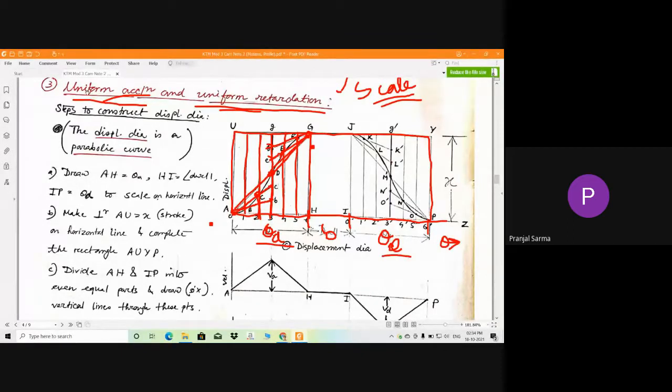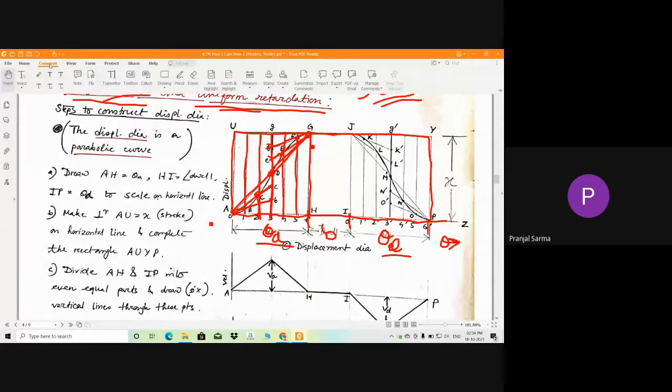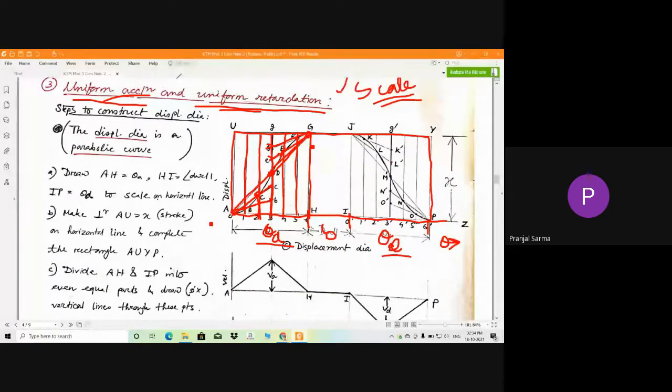What are we going to do? We have located the points. Now, what is your task? Now, starting from the origin, join those points with a freehand curve. So that is basically about drawing the displacement diagram for the uniform acceleration and retardation, and we have drawn it for the outstroke only.